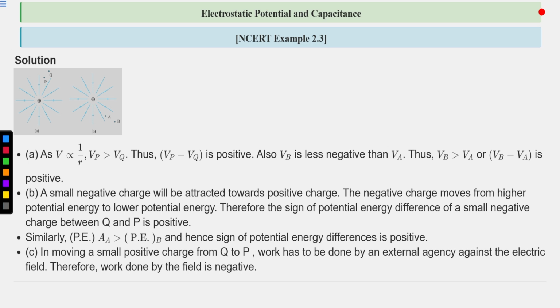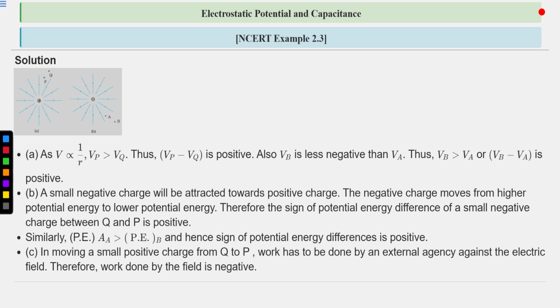C. What was question C? Give the sign of the work done by the field in moving a small positive charge from Q to P. Now, the work done from Q to P. Small positive charge. This source charge is positive and the test charge is also positive. So we are moving a positive test charge from Q to P. So this source charge will repel it. We are doing work against the electrostatic force.